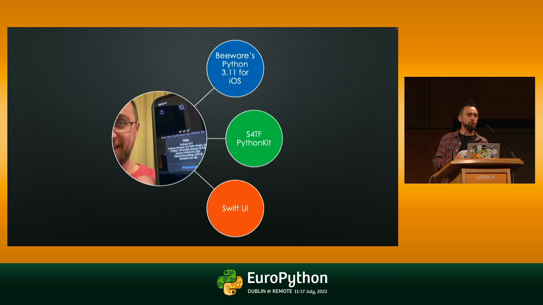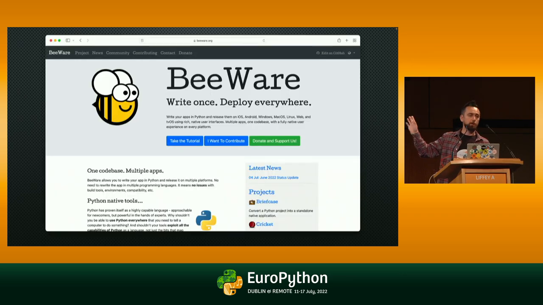But we will be using SwiftUI, which is the latest and greatest in creating mobile applications for iOS. The fun fact about this is that there's not going to be any Objective-C inside. So before we actually look at code, Beware. Beware tries to make Python applications run on mobile in ways where you write a single code base and you can run it on Android and on iOS with pretty much no changes. And there's also a Linux port, so you can run it on desktop as well.